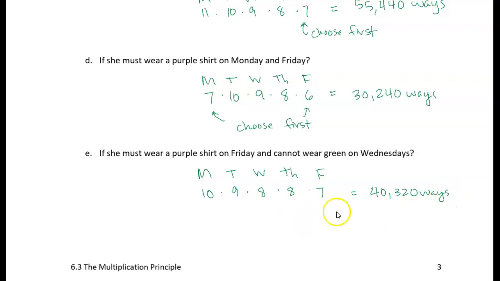Okay, so the key here is to deal with the most restrictive case first, and then deal with the next most restrictive. All right, and then you'll get it.